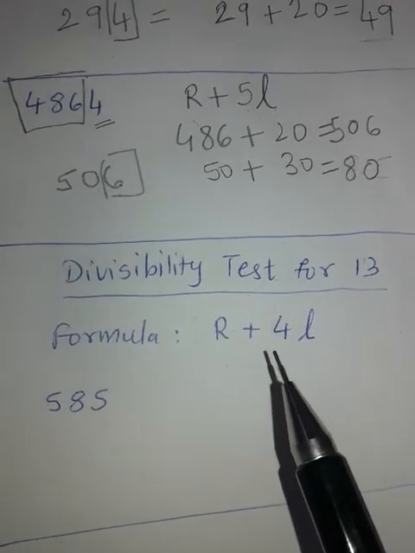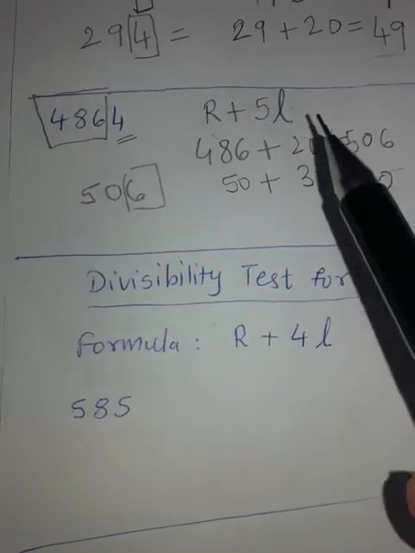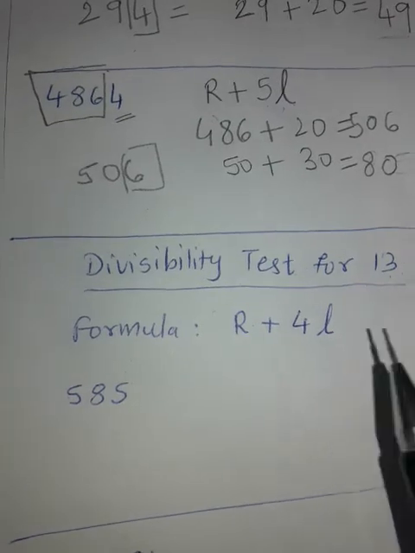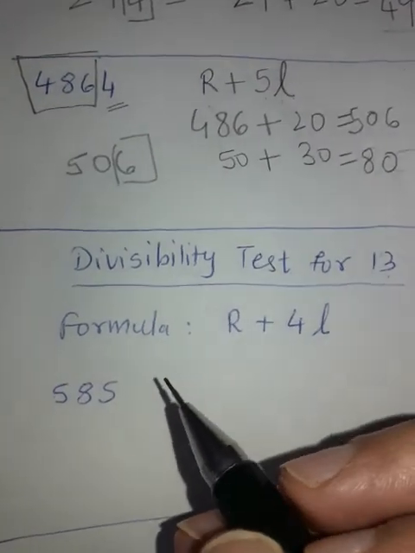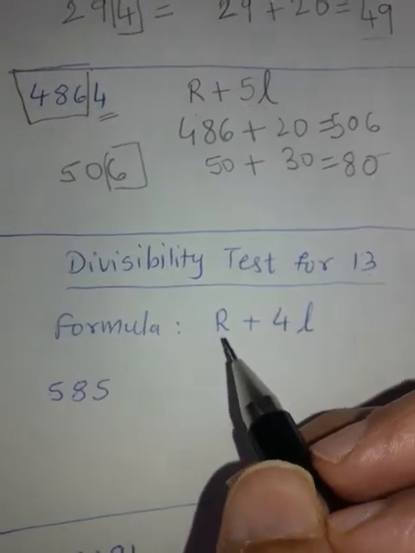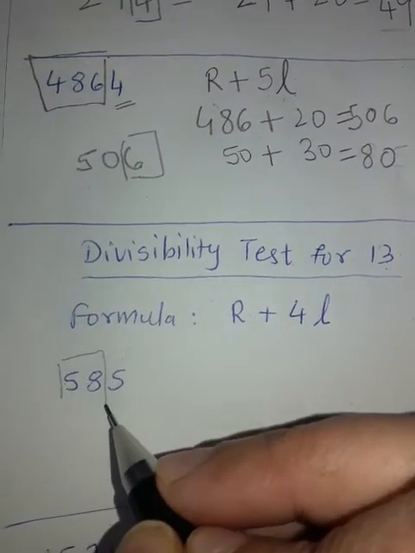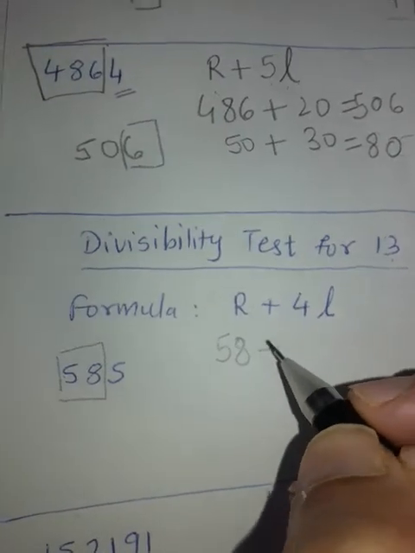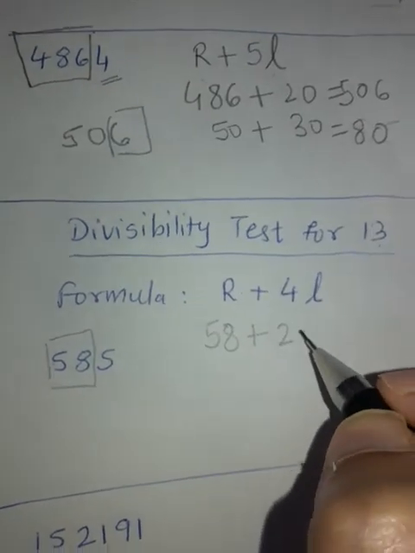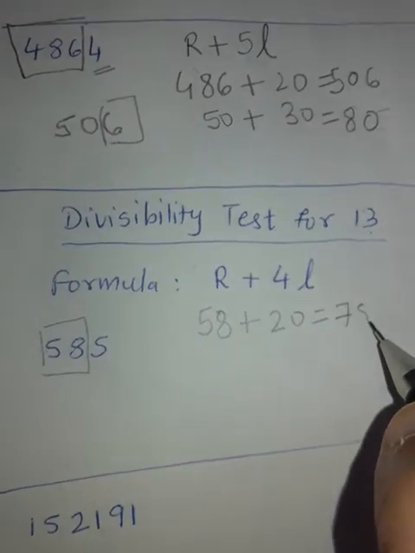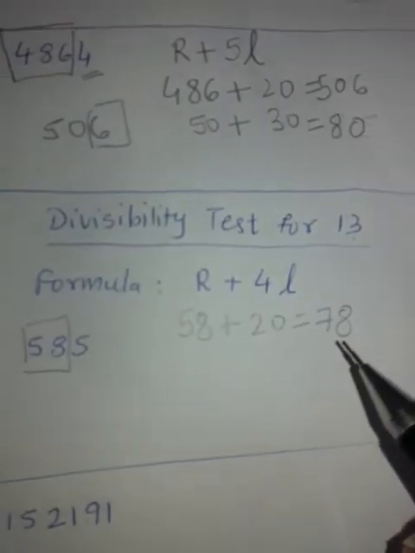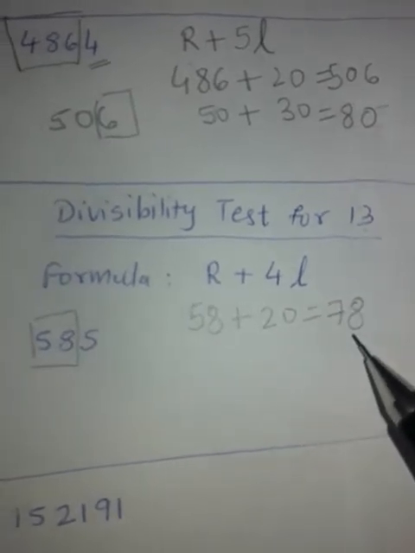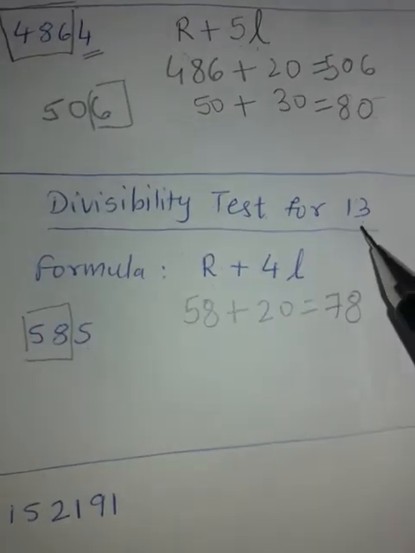So now let's turn to divisibility test for 13. For 7 it was R plus 5L. For 13 it is R plus 4L. So in similar fashion we are going to do it. Remaining number is 58. Last digit is 5. So R is 58 plus 4 5s are 20, which comes out to 78. Now here, if you know table of 13, it will be good for you, save your time. 13 6s are 78. So here itself you come to know that this number is divisible by 13.